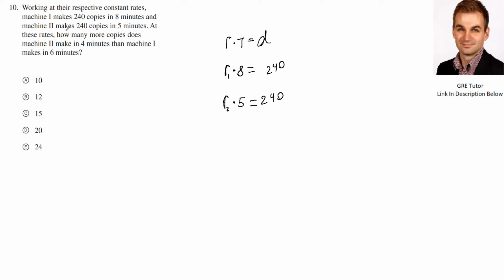At these rates, how many more copies does machine 2 make in 4 minutes than machine 1 makes in 6 minutes? Okay, so how do we do this? Well, let's start by finding out what their rates are. Rate 1 is equal to 240 divided by 8. 8 goes into 24 3 times, which leaves a remainder of 0, so 30. So rate 1, machine 1, makes 30 pages per minute.